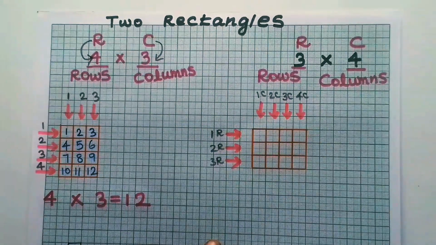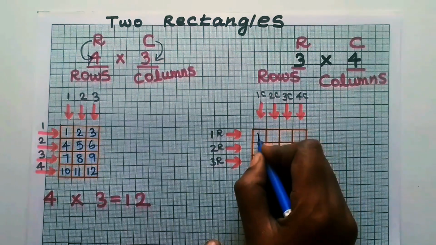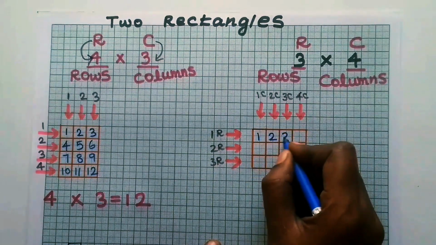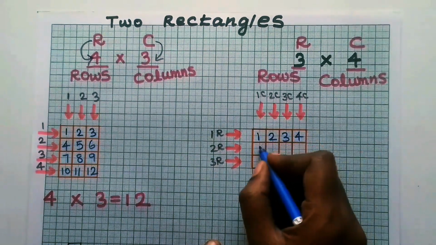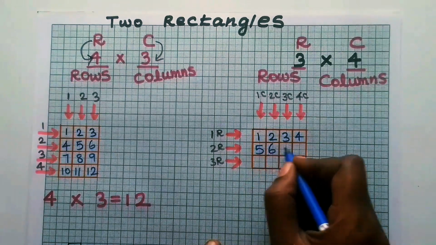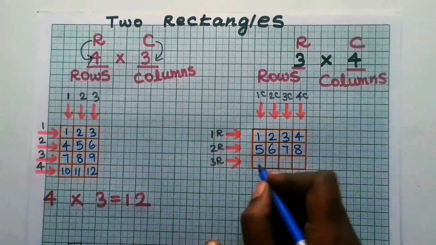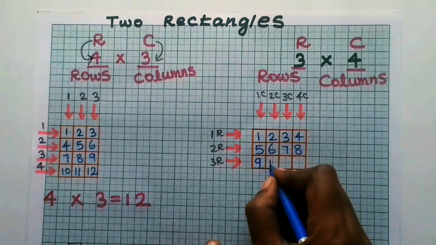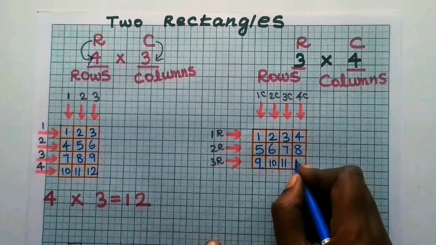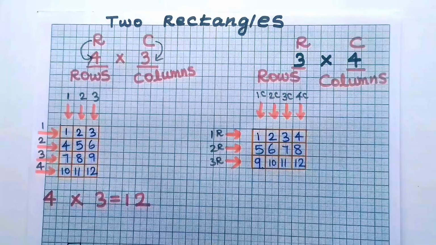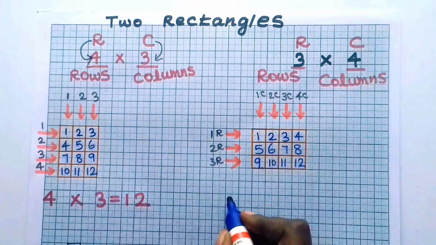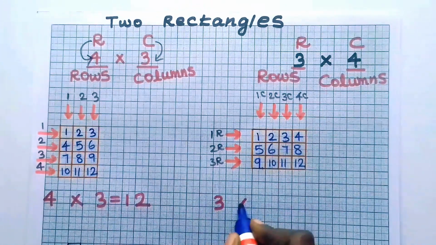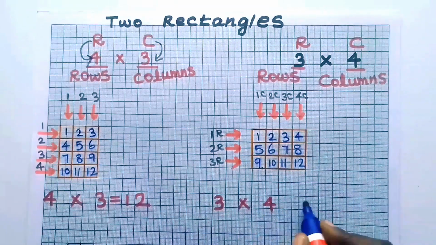Let us count the number of squares in the second rectangle, that is 3 cross 4. 1, 2, 3, 4, 5, 6, 7, 8, 9, 10, 11, 12. We have 12 squares again in the 3 cross 4 rectangle. So 3 cross 4 equals 12.